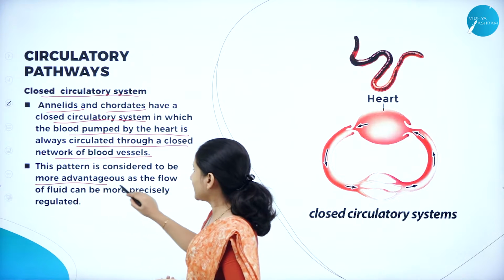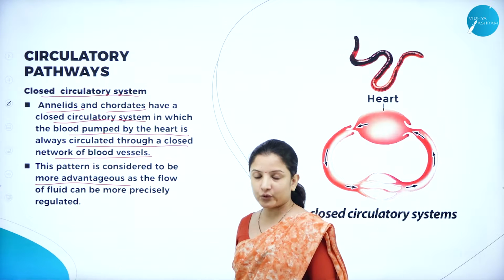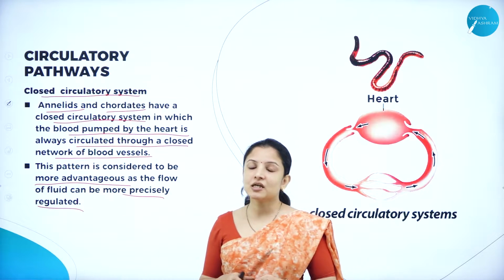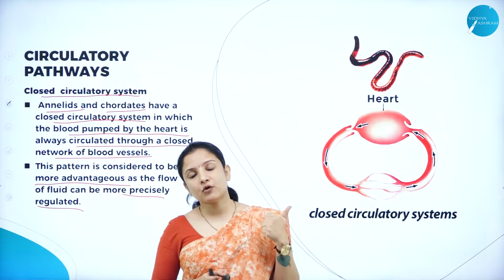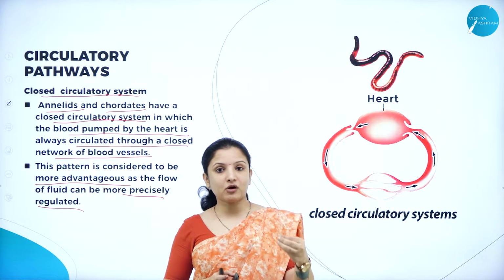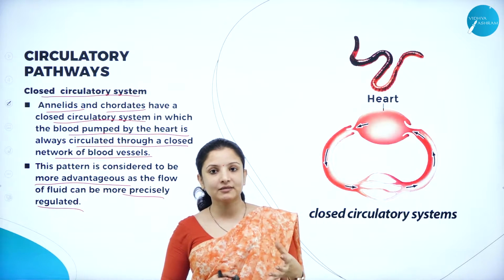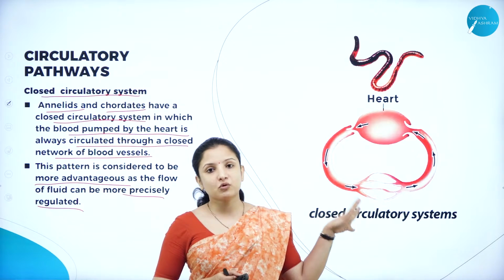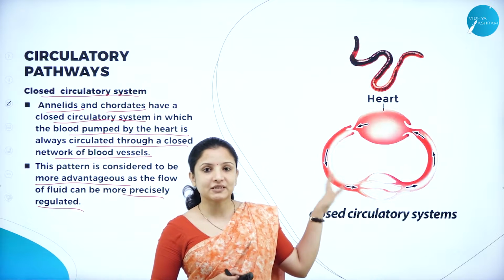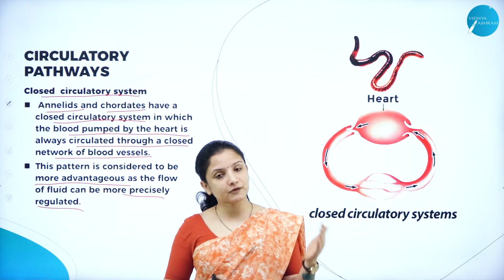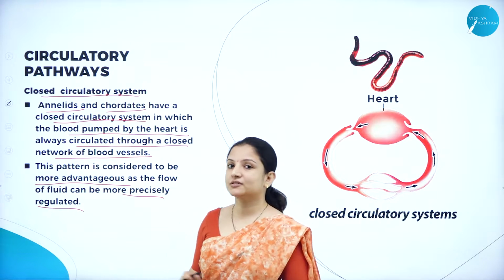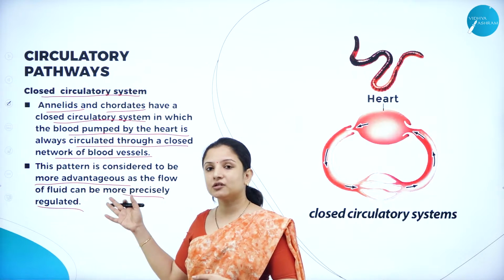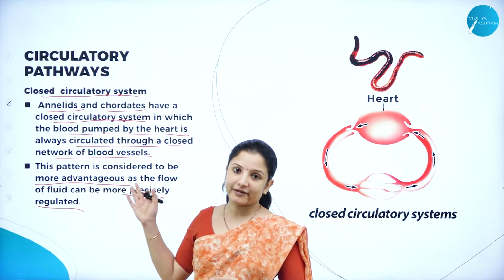Why is it more advantageous? Because the flow of fluid is more precise here and it is precisely regulated. But in the case of an open circulatory system, because they do not have specific veins to carry the blood, they just have a large vessel. It is not more specific or more precisely regulated. So this is about the two types of circulatory pathways, the closed and the open circulatory pathway.